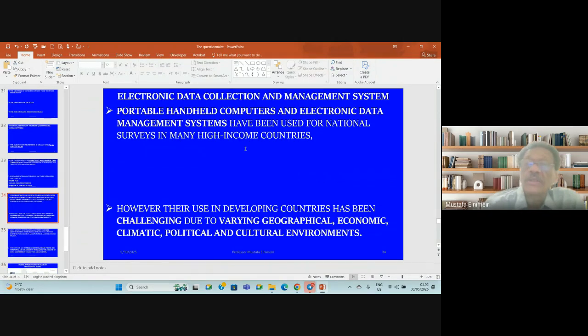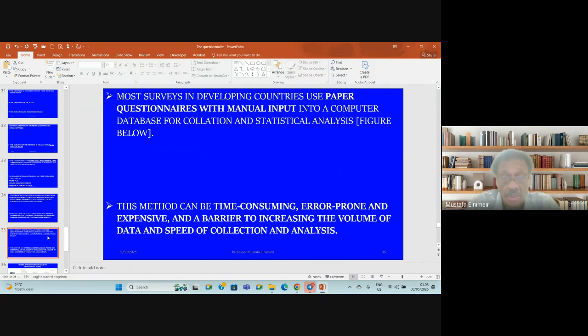Now we'll talk also about the electronic data collection and management system. Now there's a tendency to use portable handheld computers and electronic data management systems. Their use in countries like Sudan is still limited, but in recent surveys we have used tablets and portable handheld computers with a central program, and this will facilitate the data collection and the location of the interviewers during the field work, and will facilitate the overall process of data collection.